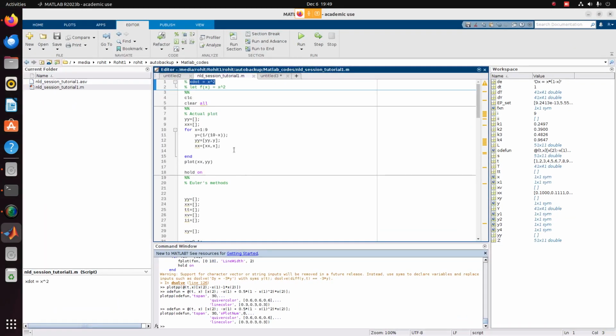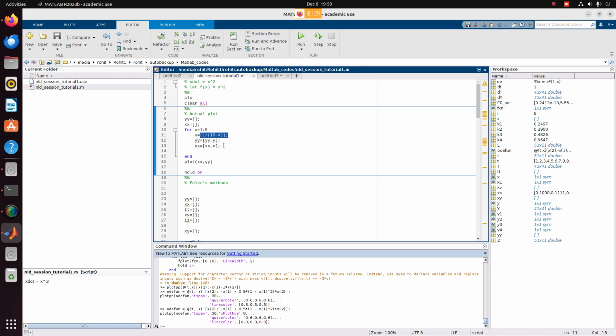So this is what we were discussing. Initially I gave empty arrays to store the values, then I am changing the values of x from 1 to 9 such that I am finding the values of y. x values will change from 1 to 9, so y, that is the v dot value, changes by 1 by 10 minus x. So we took the value of 10 here.